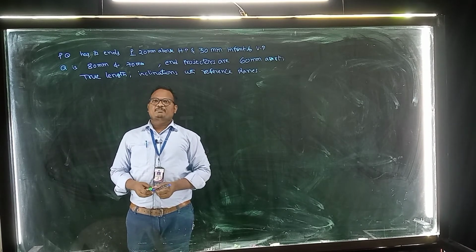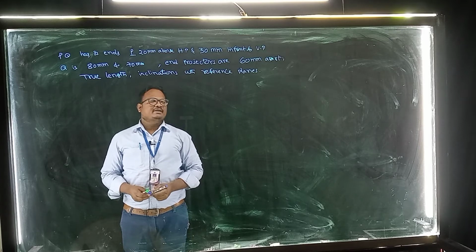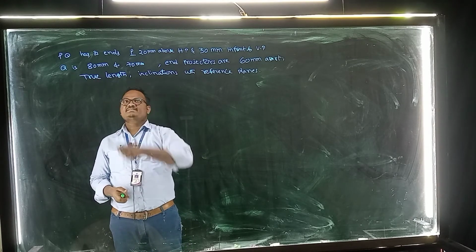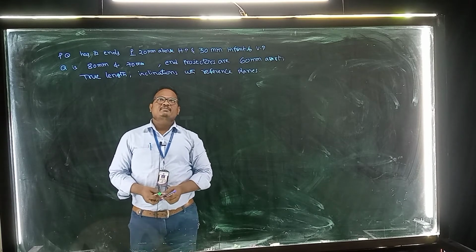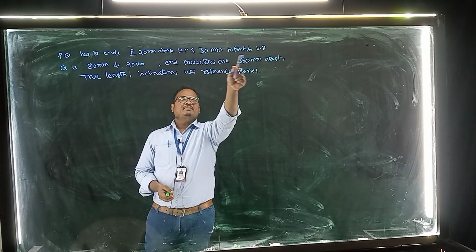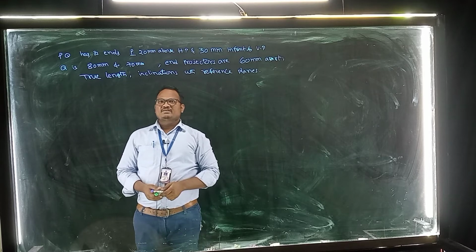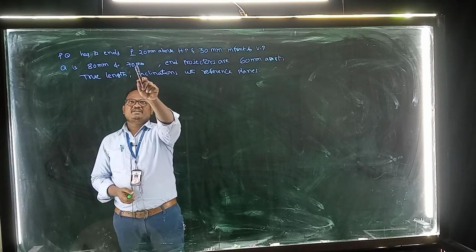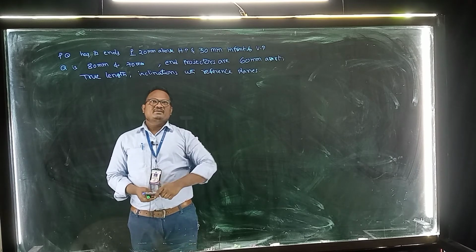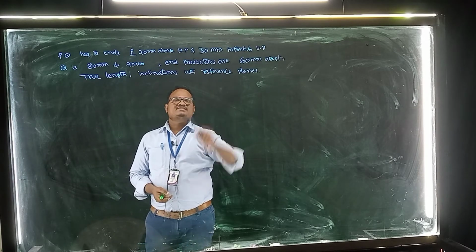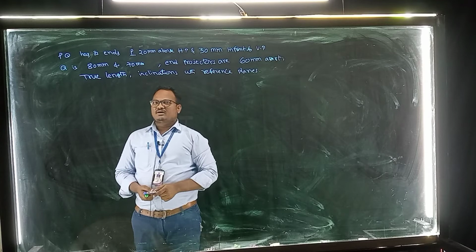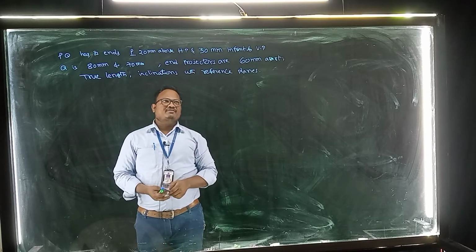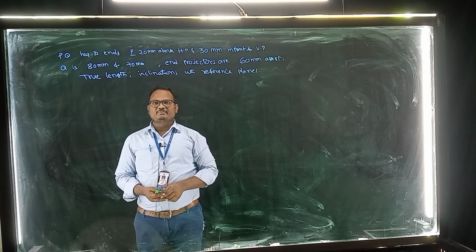Next problem, in the projections of straight lines inclined to both planes. A straight line PQ has its end P 20 mm above HP and 30 mm in front of VP. End Q is 80 mm above HP and 70 mm in front of VP. The end projectors are 60 mm apart. Find out the true length and true inclination with reference planes HP and VP.